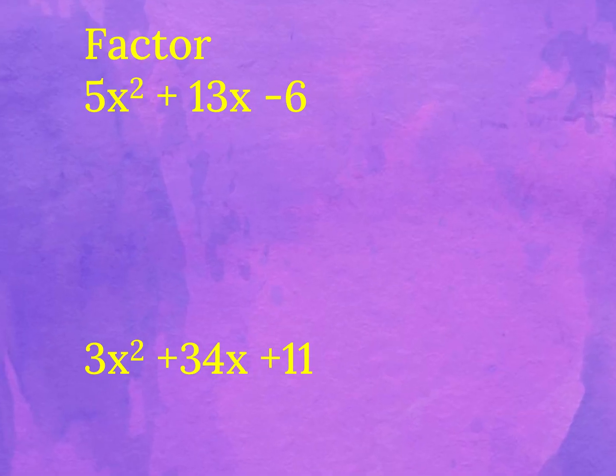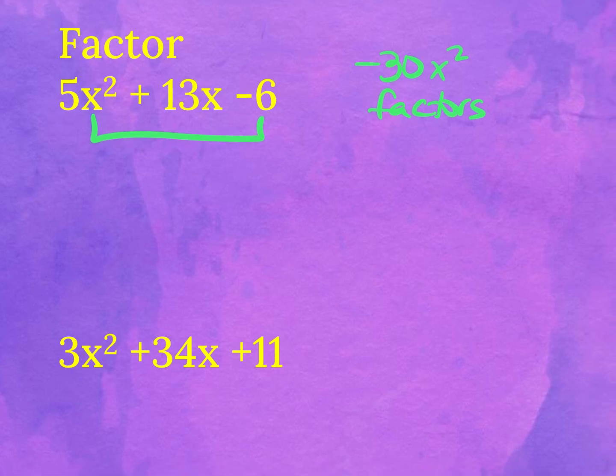All right, this one, again, always look, is there a GCF? No, there's not. So this is actually the day 2 assignment where we're just going to factor by grouping. So we can't divide out anything, so let's just multiply. Negative 30x squared. These are the factors I'm looking for that will sum to give me 13.